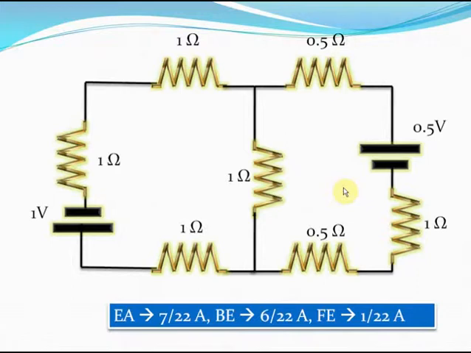Now, I'll not apply Kirchhoff's laws for you here. You have to use pen and paper and apply Kirchhoff's law. When you apply Kirchhoff's law, the current through EA is 7 by 22 amperes, the current through BE is 6 by 22 amperes, and the current through FE is 1 by 22 amperes. And therefore, this IIT JEE problem simply involved using the formula d phi by dt, using Lenz's law, and then applying Kirchhoff's laws.